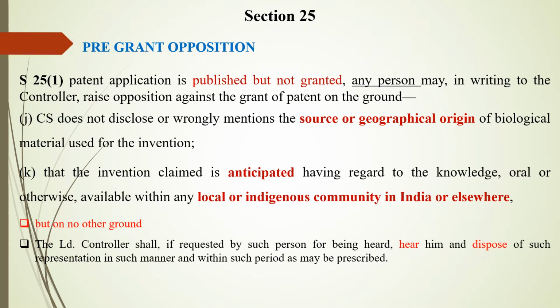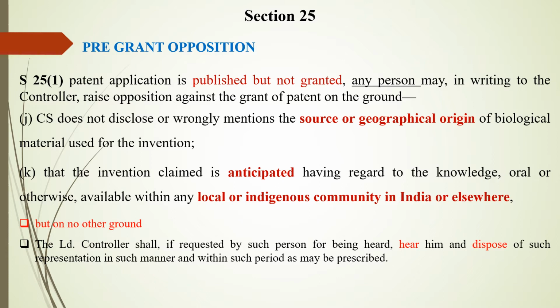Next ground, J. Complete specification does not disclose or wrongly mentions the source or geographical origin of the biological material used for the invention. Then also, pre-grant opposition may be raised against that patent application.